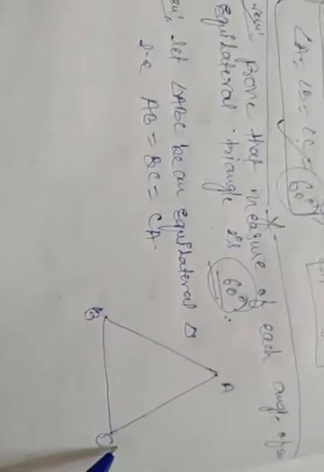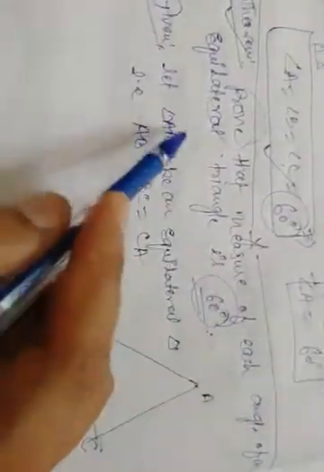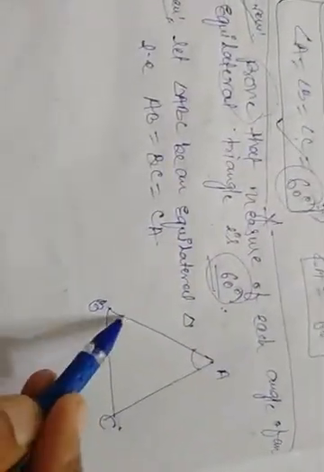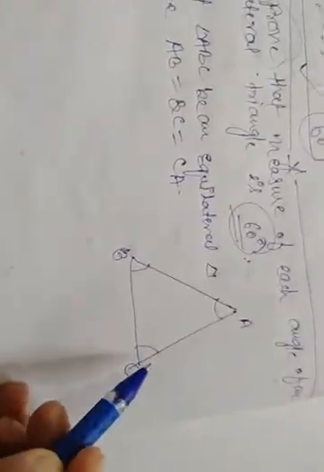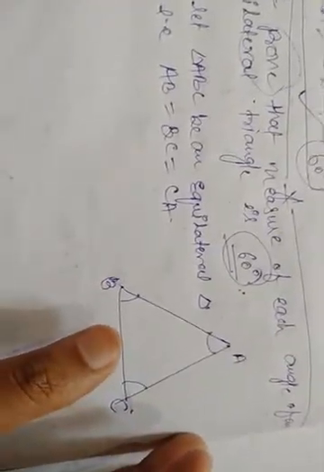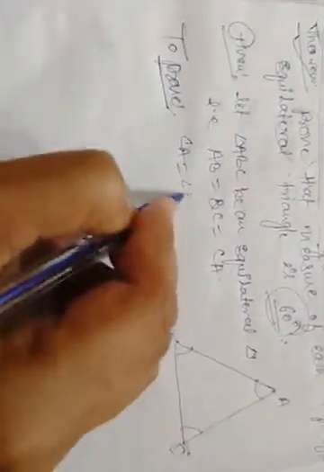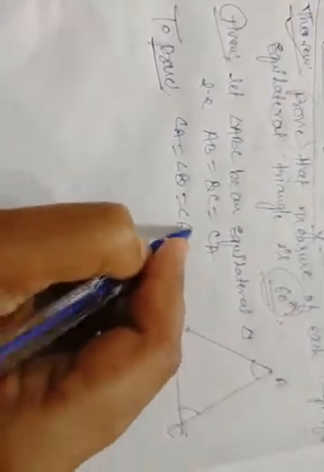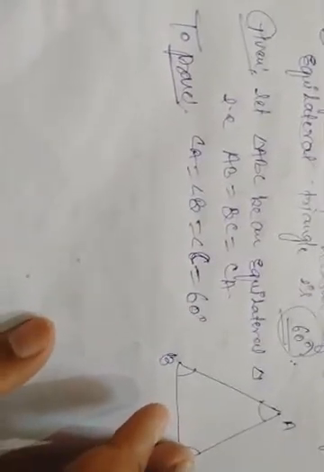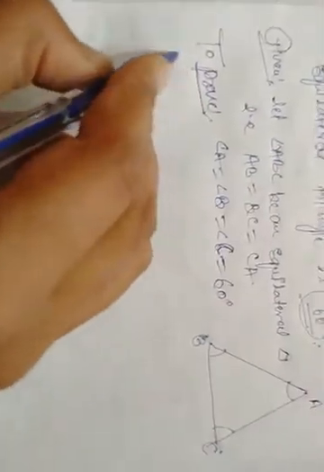We know that in an equilateral triangle all sides are equal to each other, and we have to prove that the measure of each angle of an equilateral triangle is 60 degrees. That is, we have to prove angle A, angle B and angle C all are equal to 60 degrees. So let's prove it. To prove: angle A is equal to angle B is equal to angle C, all equal to 60 degrees.